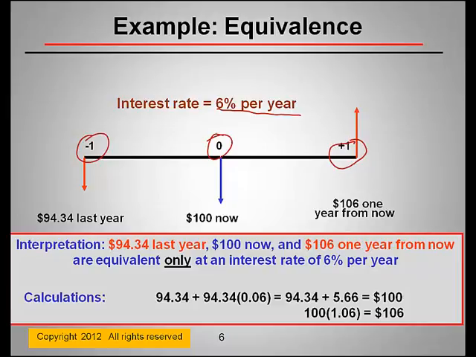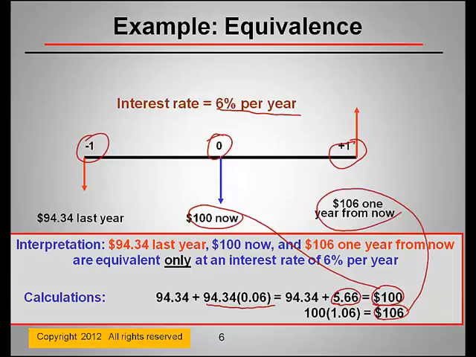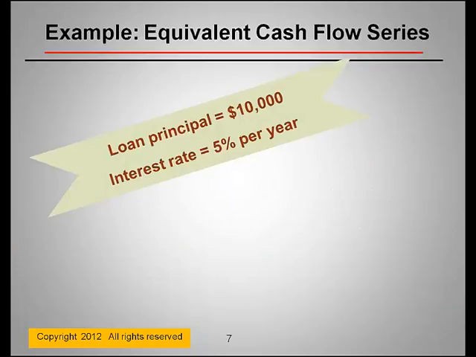The amount of interest during the last year at 6% is $94.34 times 0.06, or $5.66, to make the equivalent amount now $100. Similarly, the interest at 6% for the $100 makes the amount equivalent to $106 1 year from now. In a similar fashion, different cash flow series can be economically equivalent to each other.